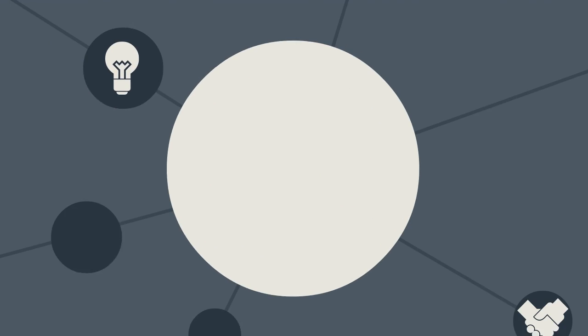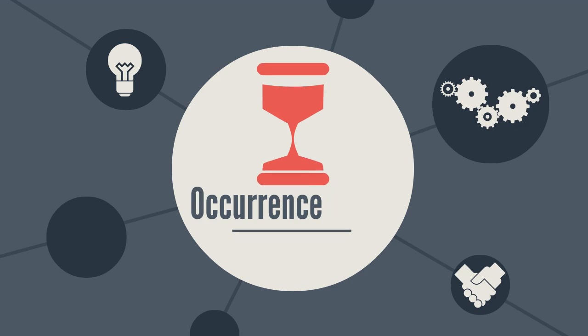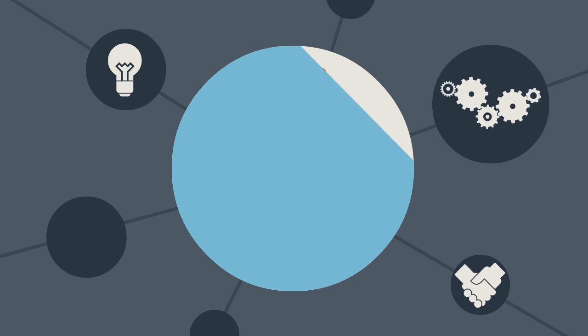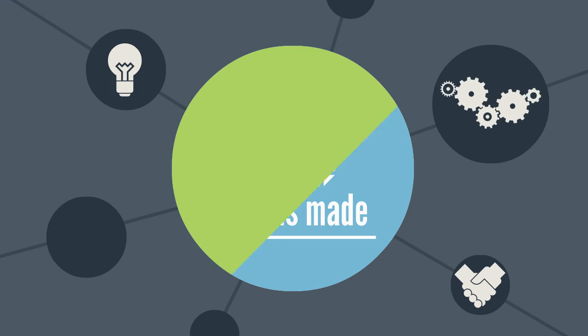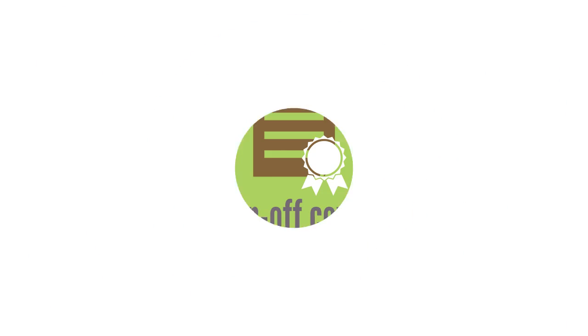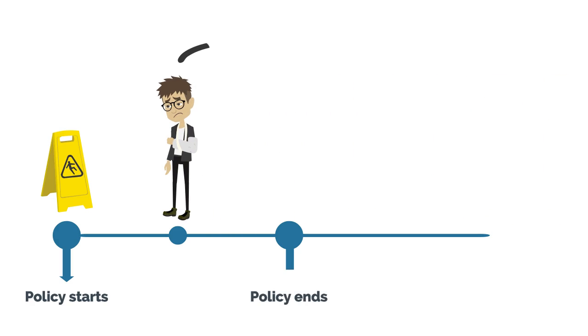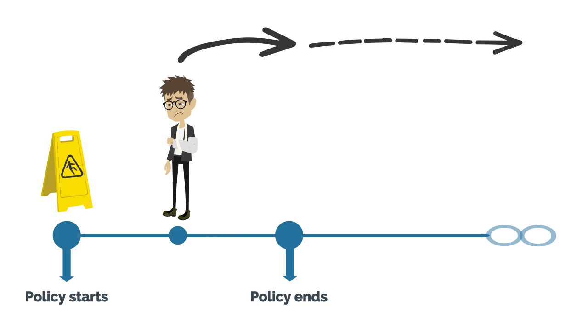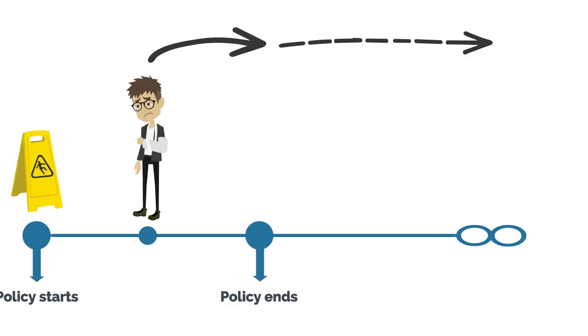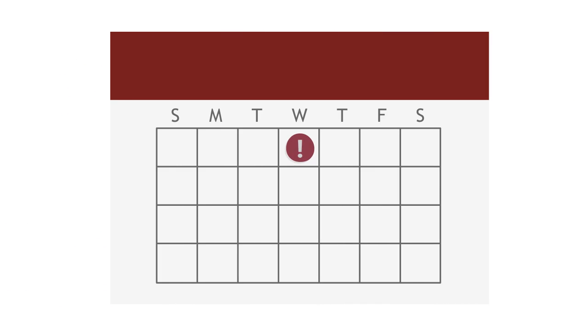Now, let's go over some of the important basics, like occurrence-based policies, claims-made policies, and runoff cover. An occurrence-based policy means it will pay out on claims made where the loss or damage occurred during the period of insurance, regardless of when the claim is reported. That means it will respond to claims that are made after the policy has ended or been cancelled.